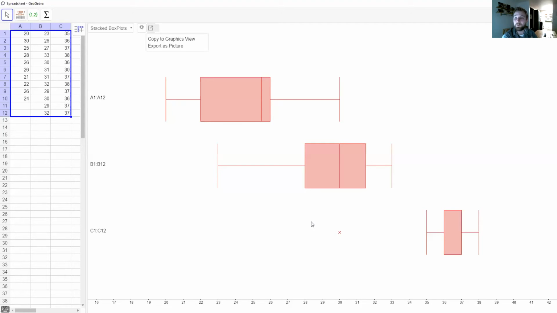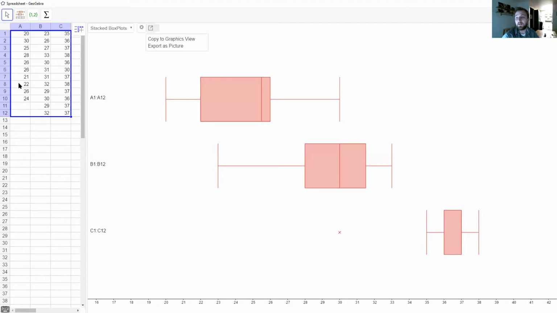I'm starting with a little bit of a different view here today. I'm looking inside of GeoGebra and I have three columns representing three different types of flour and how long it takes me to knead bread using these different types of flour. So A is Arthur's flour, B is Bob's Red Mill, and C is King Arthur's. And I'm trying to save time when I'm making bread, so I'm looking for the best possible option.